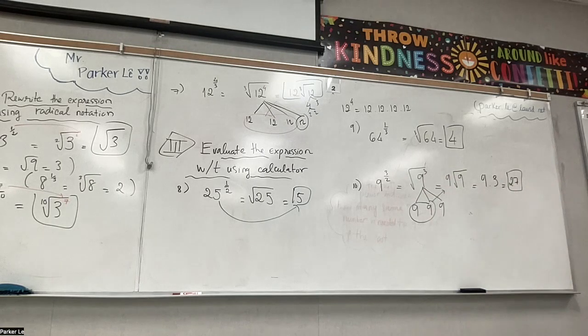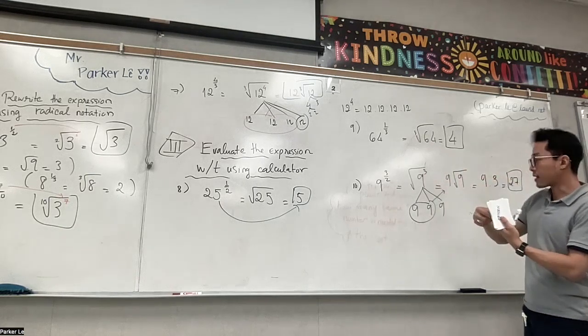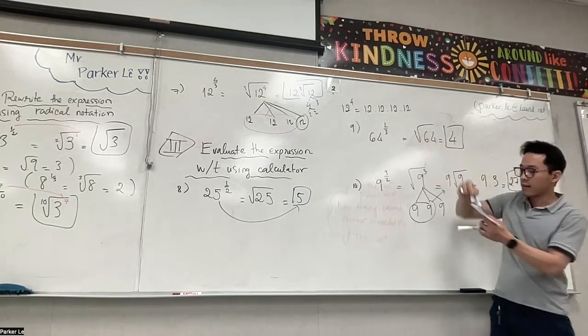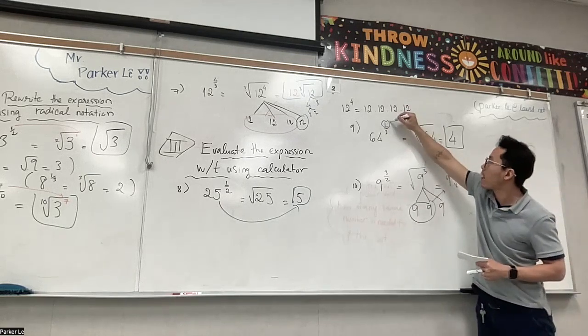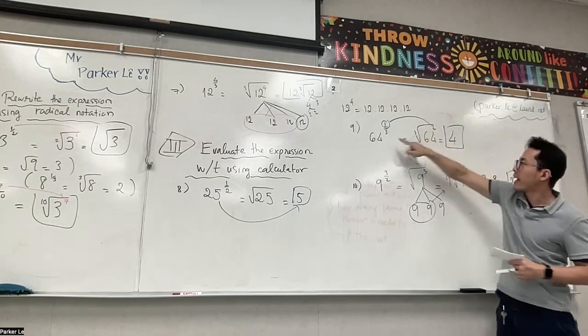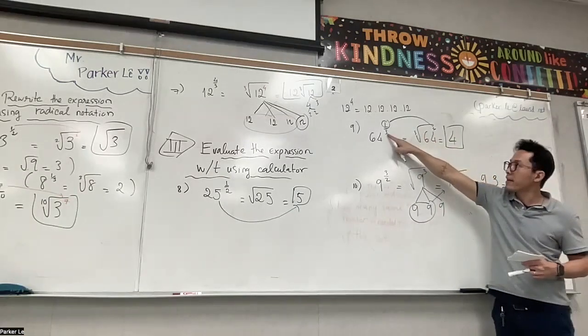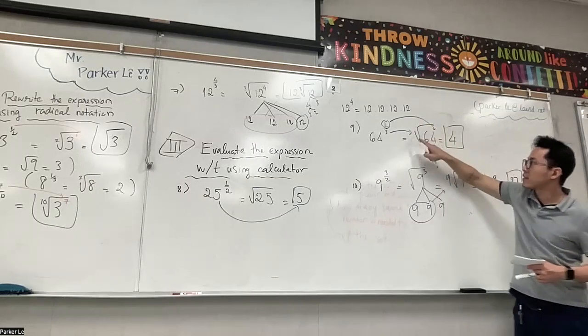Question? Number 9. Yes. So I convert this one into radical form. The top number is the power, so this is the power 1. And then the bottom number is the root power, right? The bottom number here is the root power.